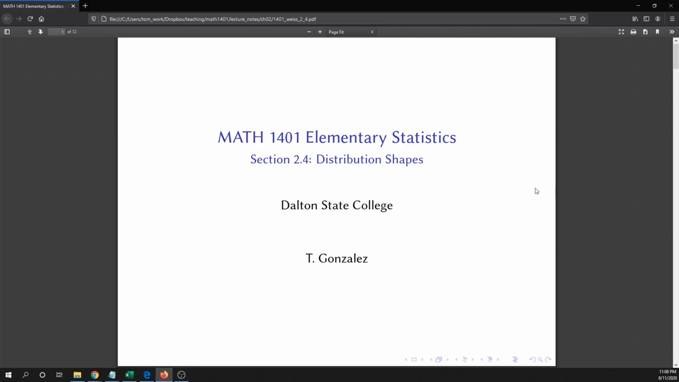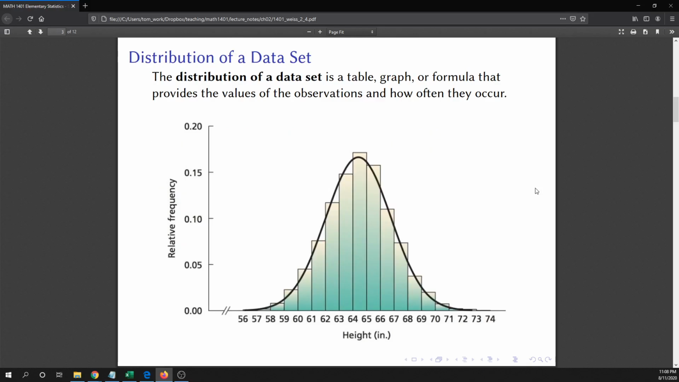All right, in this video, we are going to talk about section 2.4, and that is about distribution shapes. So the distribution of a data set is a table, graph, or formula that provides the values of the observations and how often they occur. You could have a frequency distribution or relative frequency distribution, kind of like a table.